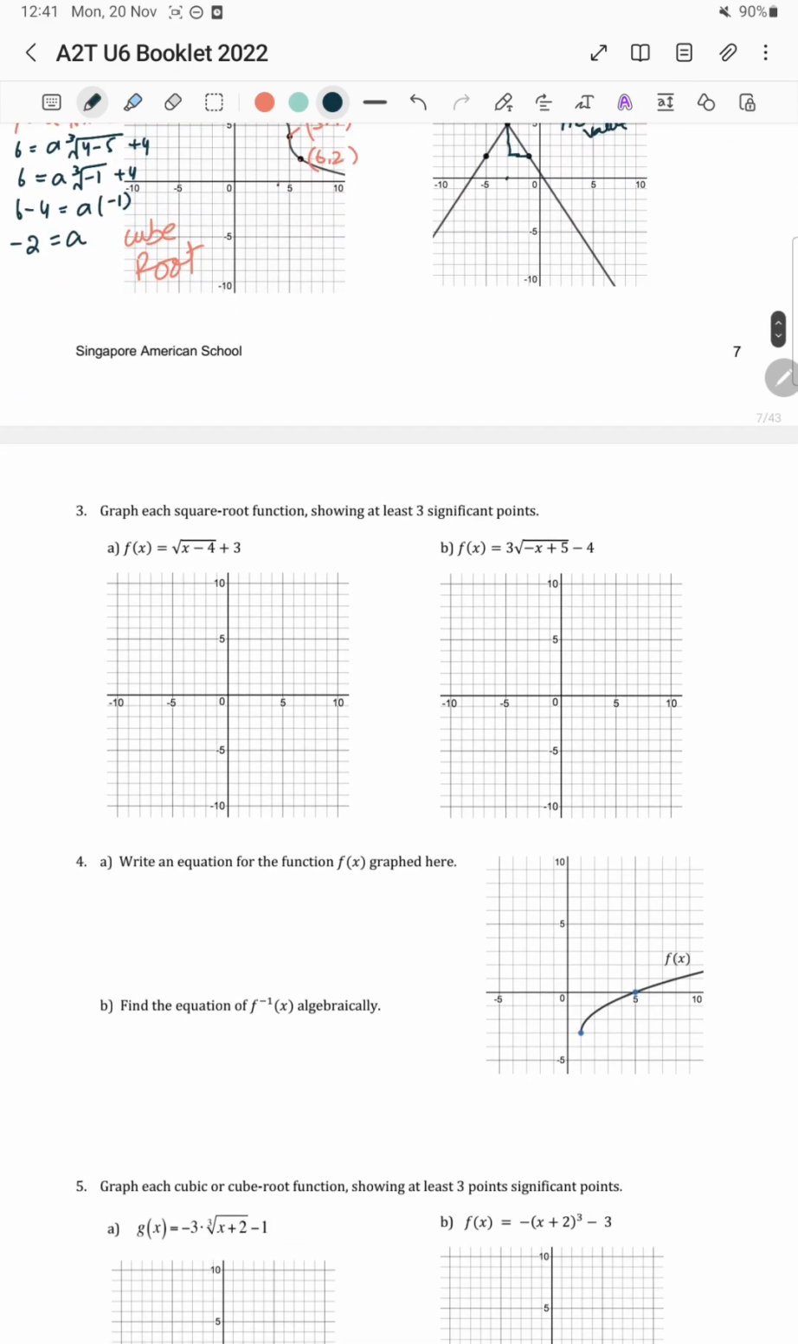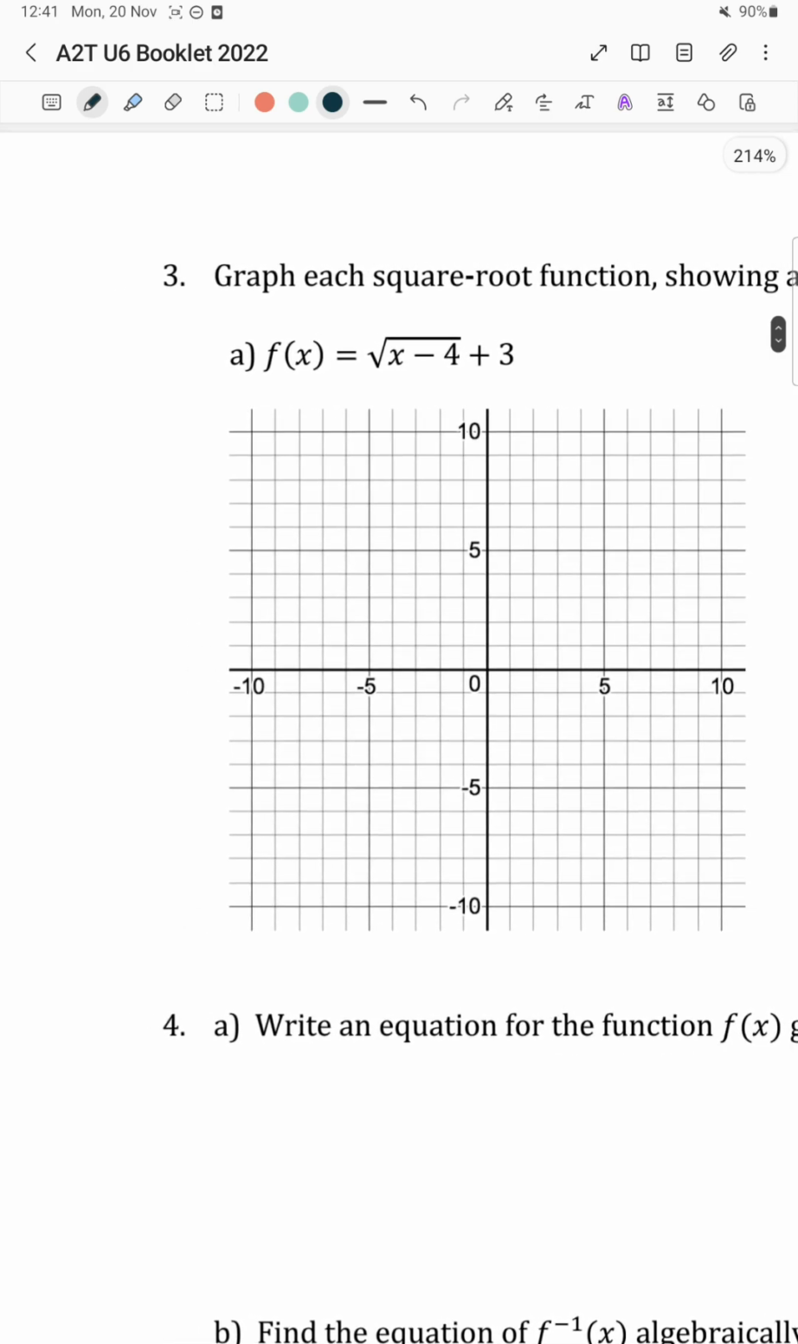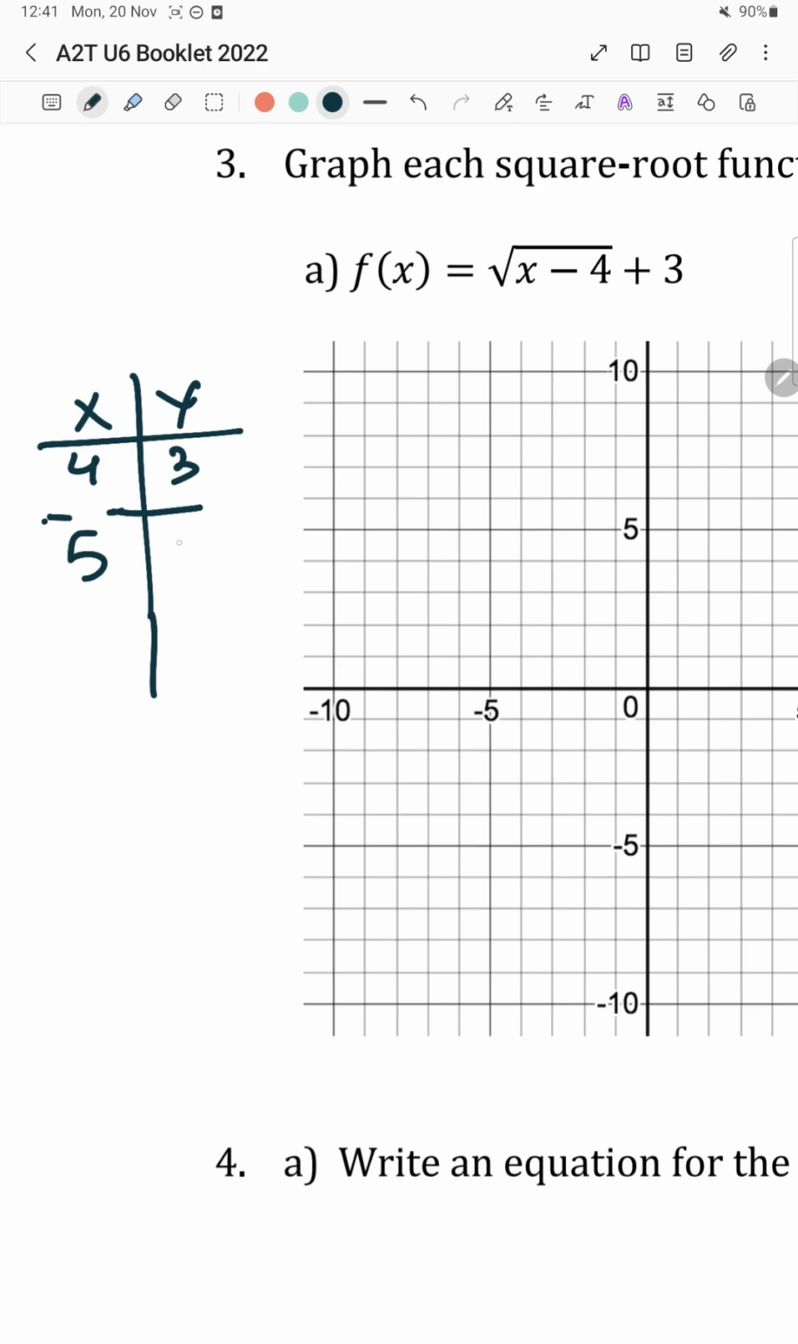Okay. Graph each square root function showing at least 3 significant points. So for graphing the function, we need to find the values of x and y. Okay, let's take 4. 4 minus 4 is 0, so we will get 3. We will take 5. 5 minus 4 is 1, 1 plus 3 is 4. We will take 8. 8 minus 4 is 4, square root 2, 2 plus 3 is 5.